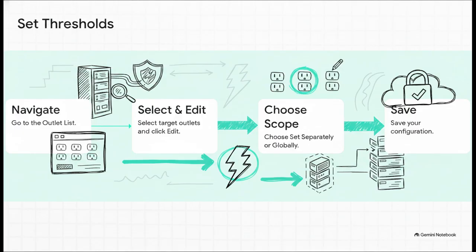Of course, it's not just about manual control. We also need to protect the hardware automatically, right? That's where setting active power thresholds comes in. The workflow is just as simple. Head to the outlet list, select your outlets, and hit the edit icon. Then, and this is the crucial part, you decide whether to set separately for highly specific server tuning or set globally to push a universal safety net across a whole block of outlets. Hit save, and boom, you've instantly hardened your infrastructure against power spikes.